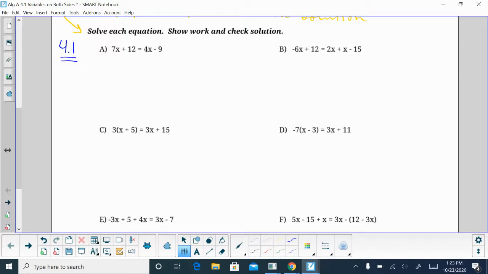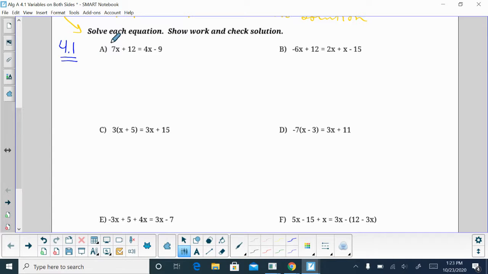Second step says, well, combine like terms. If I look at the left side, I have 7x plus 12, cannot combine those. On the right side, I have 4x minus 9, I cannot combine those. So now I'm on to step 3, where it says move all variables to one side using addition or subtraction.